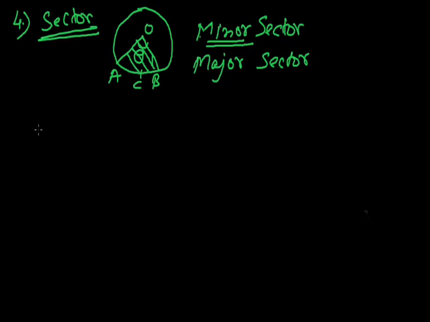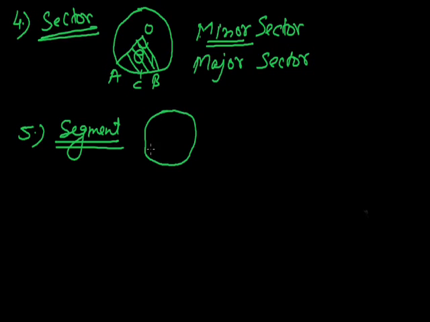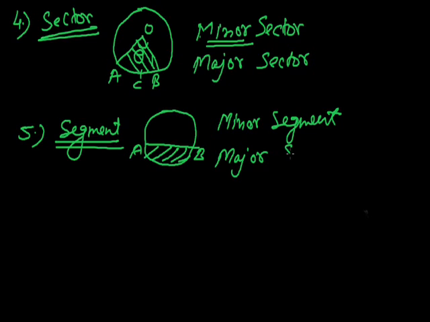Now the next term is segment. The definition of segment is that the area between a chord and the minor arc, the area that is subtended by the given chord and the respective minor arc, is known as a segment. Here we also have two terms, minor segment and major segment. The segment which has less area is known as the minor segment and the segment which has more area is known as the major segment. The remaining part is known as the major segment.